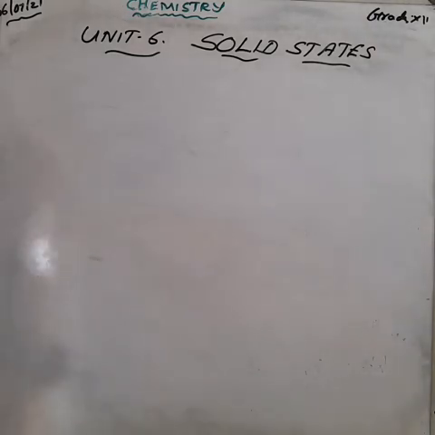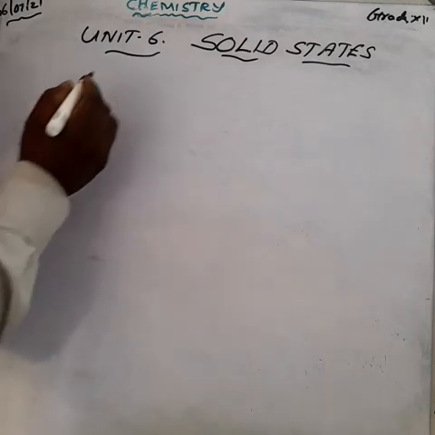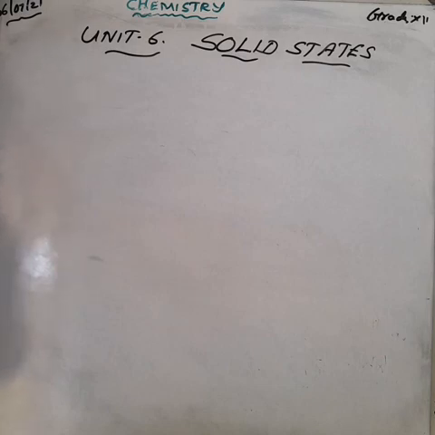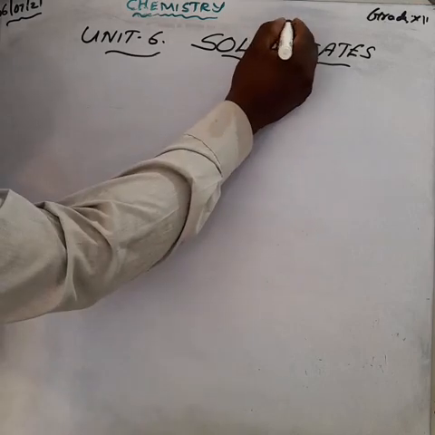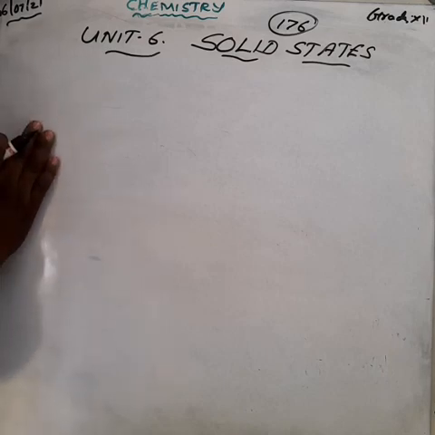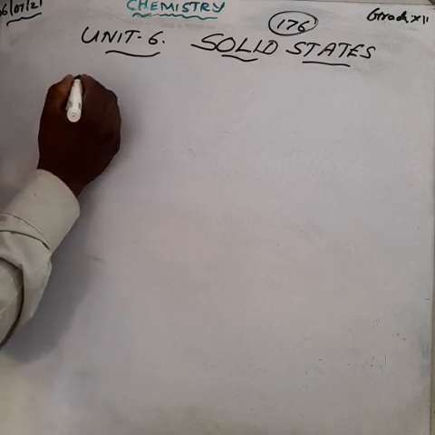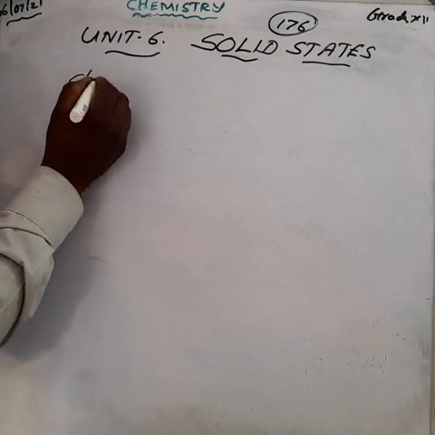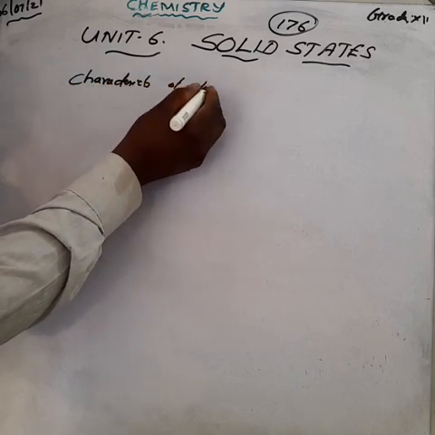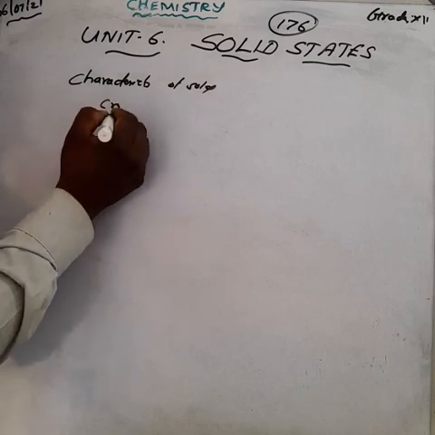Today we are going to start the new lesson, Unit 6 Solid State, the first volume, page number 176. What are our learning objectives? To describe the general characteristics of solids, and to distinguish amorphous and crystalline solids. These are the two important learning objectives.